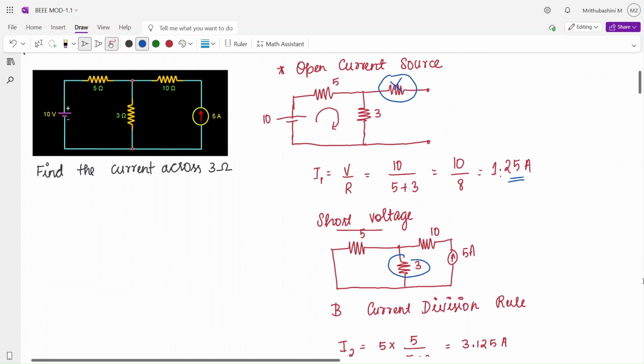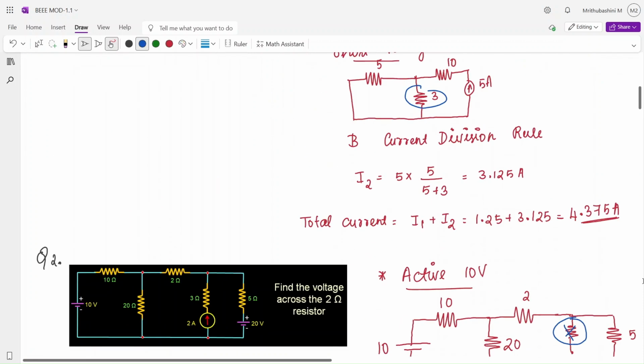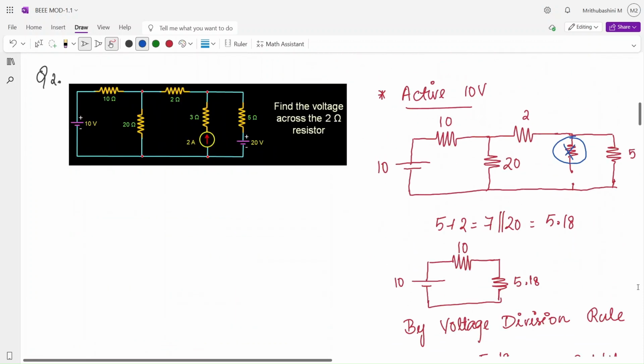I hope this question is clear. It's a very simple question, so we'll take a more complicated one. See here, in this question they're asking you to find the voltage across the 2 ohm resistor. The 2 ohm resistor is right here, right?